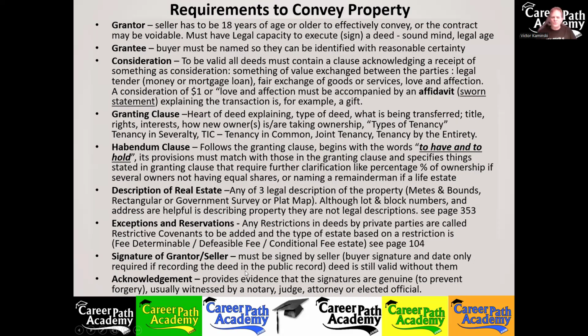And then the signature by the grantor. The seller needs to sign the deed. They don't need to date it. The buyer's signature and date, well, that gets done when they get their signatures acknowledged if they sign the deed before they record it. But the deed is still valid even if it does not have the buyer's signature on it, because the buyer is named in the deed so that they're readily identifiable who they are. An acknowledgement provides evidence that the signatures are genuine to prevent forgeries, usually by a witness, by a notary, judge, attorney, or elected official. And those are all the legal requirements to convey property.